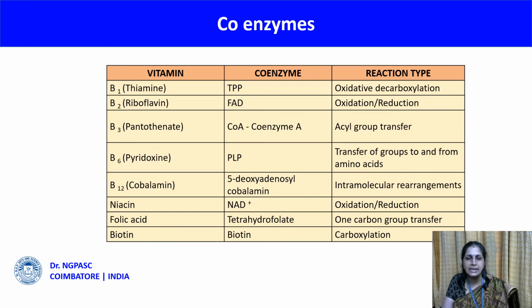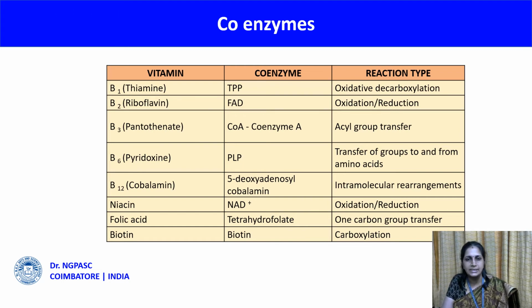PLP is a coenzyme derived from pyridoxine, that is vitamin B6, and it is involved in transfer of groups to and from amino acids. 5-deoxyadenosylcobalamin, a coenzyme derived from vitamin B12, is involved in intramolecular rearrangements. The coenzyme NAD+ is derived from niacin and it takes part in oxidation reduction reactions.